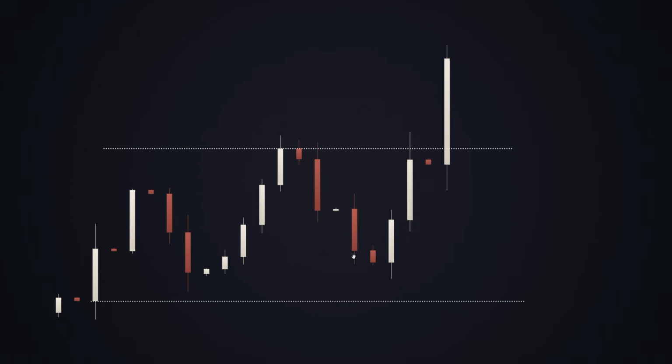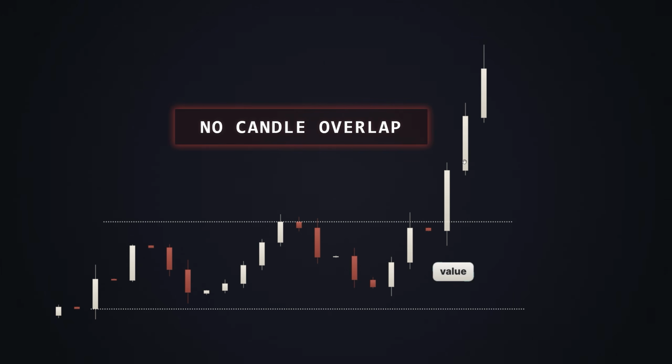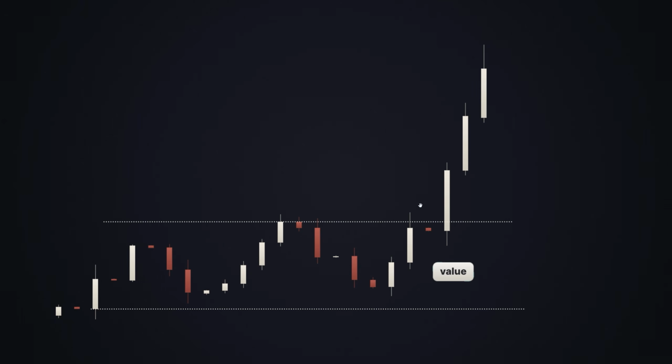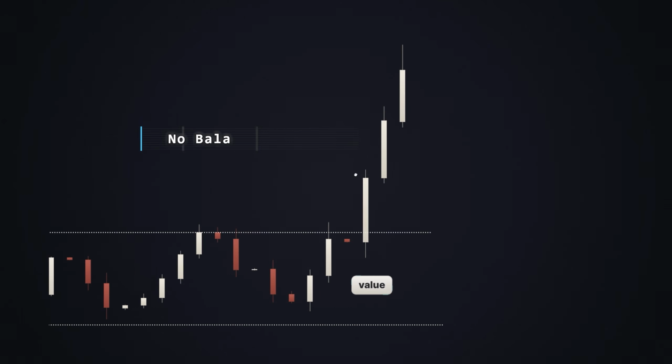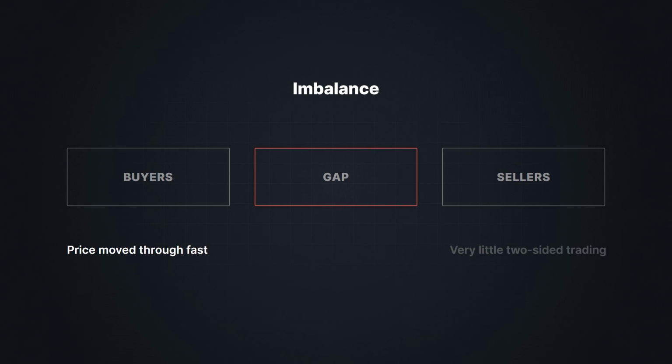Look at this move above value. Price breaks out with 3 large candles. I don't see slow rotation, and you don't see much overlap between the candles either. That tells me buyers are rushing price higher. No balanced trading happened. This is what traders call imbalance or inefficiency. It means price moved through an area with very little two-sided trading.